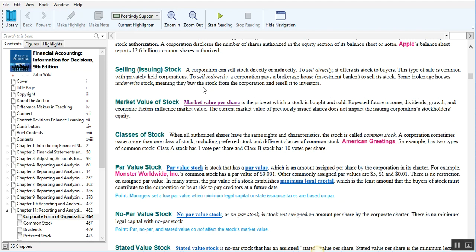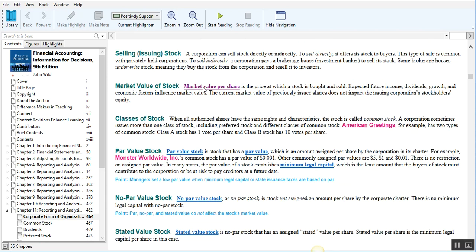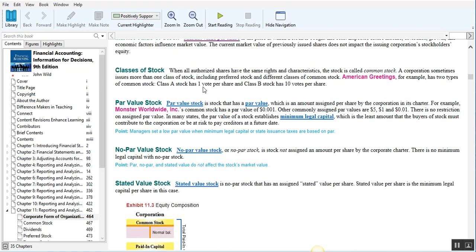The market value of stock is basically what's going to be paid for the shares of stock on the exchange. The market value is based on expected future income and the growth of the business. Classes of stock include both common stock and preferred stock. We haven't talked about preferred. Common stock is going to be the automatic first stock issued. So every corporation has common stock. Not all corporations will have preferred.